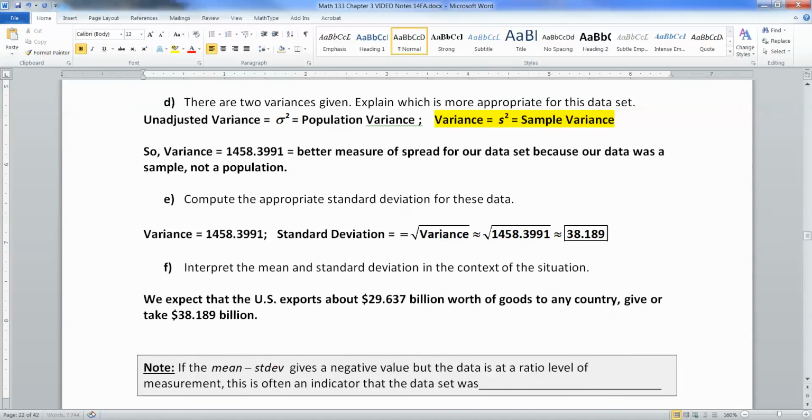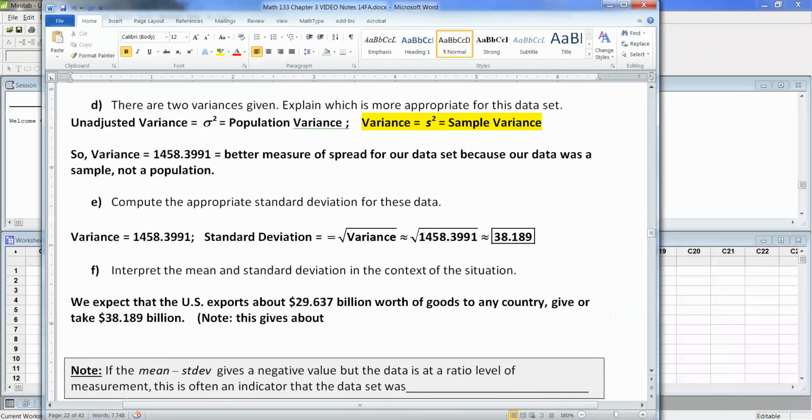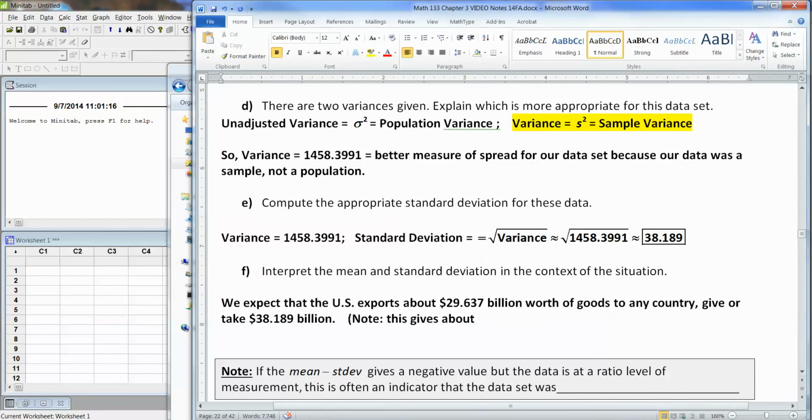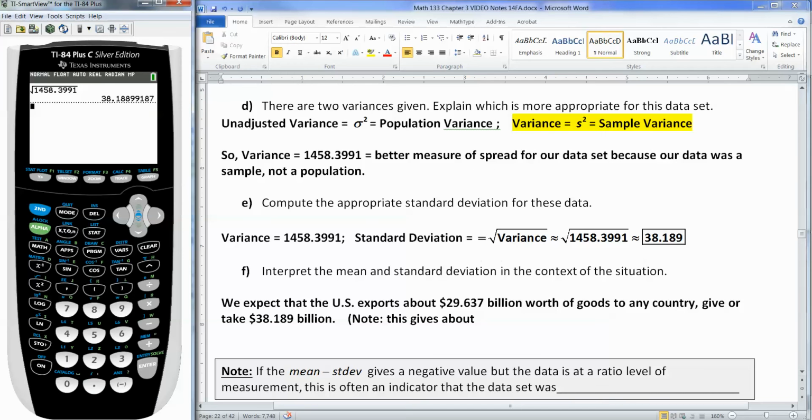Now, if you're paying attention, you might realize there's something up with that. So note the range for this. So this gives about, and then let's go find these two numbers. One second, let me move this over here. Let me bring up the calculator so you can see what this is. So if I take 29.637 plus 38.189, that's 67.826. So 68 or $67.826 billion.